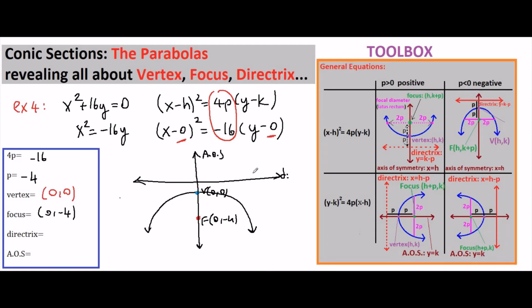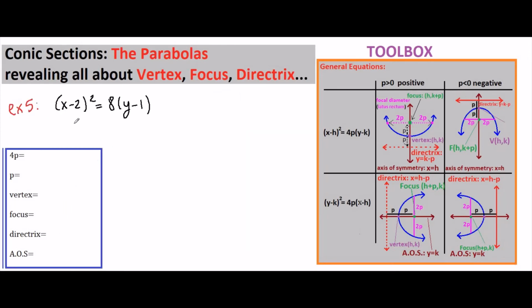Our directrix is a horizontal line, so it's going to be y equals some value. Let's find this point. It's going to be 4 units above the vertex, which is (0, 4), and the y coordinate of this point is 4. Our axis of symmetry is a vertical line, so x equals the x coordinate of the vertex, which is 0, because they pass through the same point. So the directrix is y equals 4, and the axis of symmetry is x equals 0.